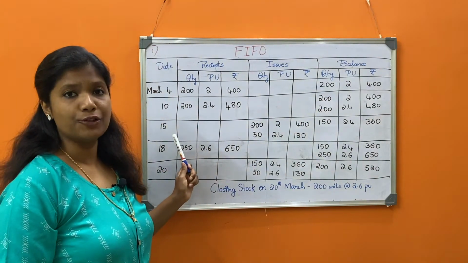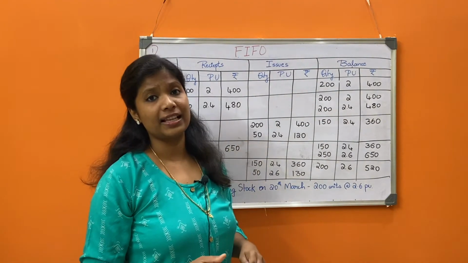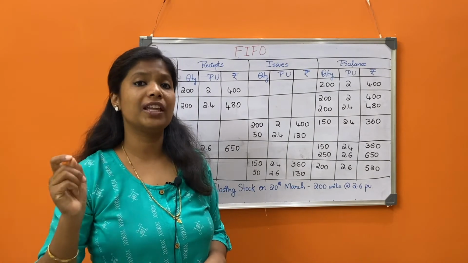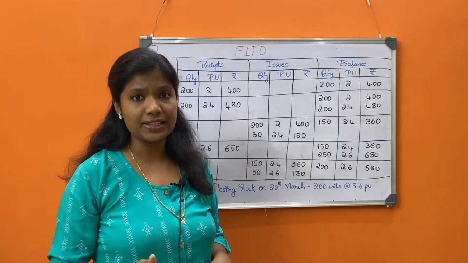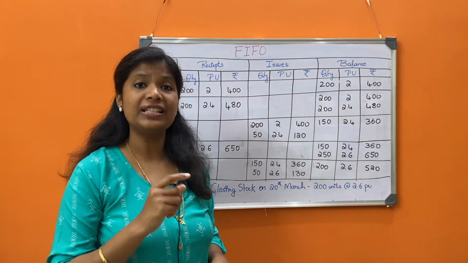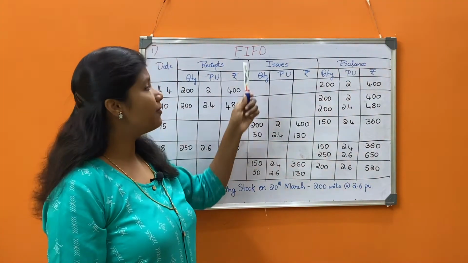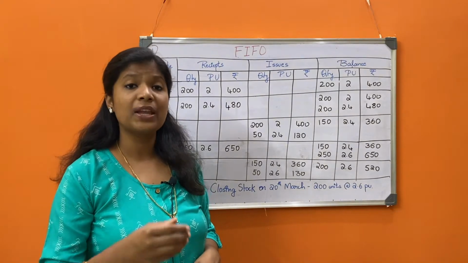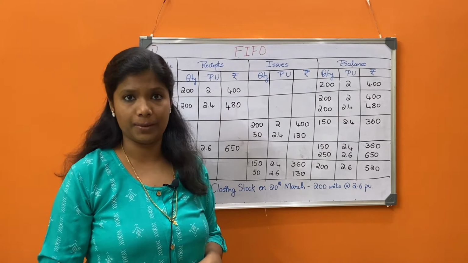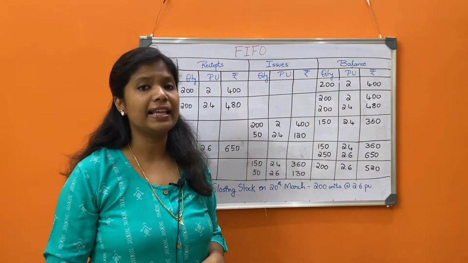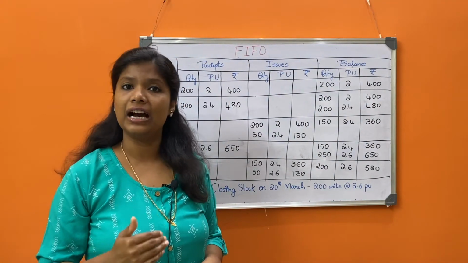The next date is 15th of March, where the question is telling you issued 250 units. That's all. It does not mention at what price or how you should issue. Since the question states to solve under FIFO and LIFO, and we have taken out first in first out first, we will start selling the units based on the FIFO method. So when you're selling on the FIFO method, the pricing of those materials also will be accordingly.